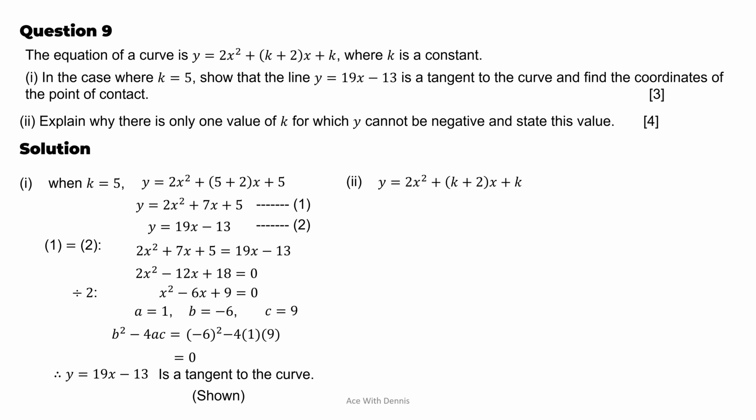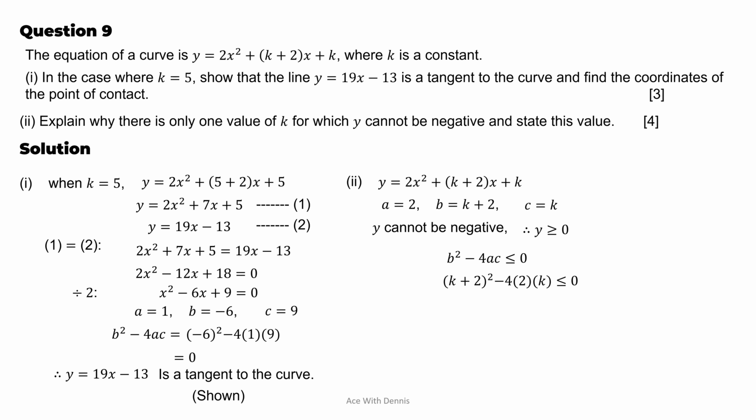2. From the equation given, y equals 2x squared plus k plus 2 x plus k, the a is 2, the b is k plus 2, and the c is k. y cannot be negative as stated in the question, hence y must be greater than or equal to 0, which means that b squared minus 4ac must be less than or equal to 0. We substitute the value b as k plus 2, a is 2, c is k, so it will be k plus 2 squared minus 4 times 2 times k less than or equal to 0.